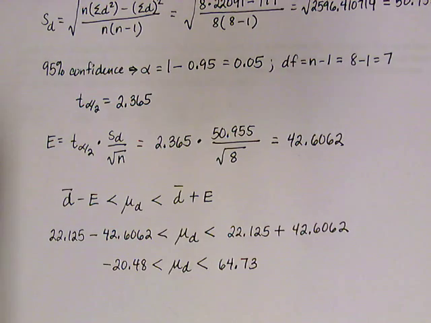Okay. And if we were to interpret that, then we can say here that we are 95% confident that the true mean value of the differences for those type 1 and type 2 yields would be between negative 20.48 and positive 64.73.